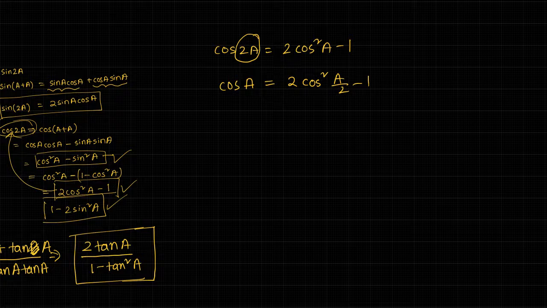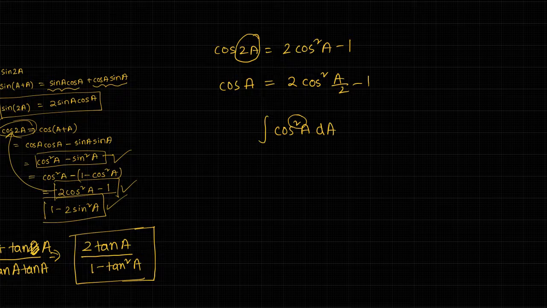Now why is this useful? For example, you might be asked to integrate cosine squared a with respect to a. Now you wouldn't be able to do that directly because there is a square over here. This isn't a linear trig function. So you have to use some identity to make it into a form that you can integrate.